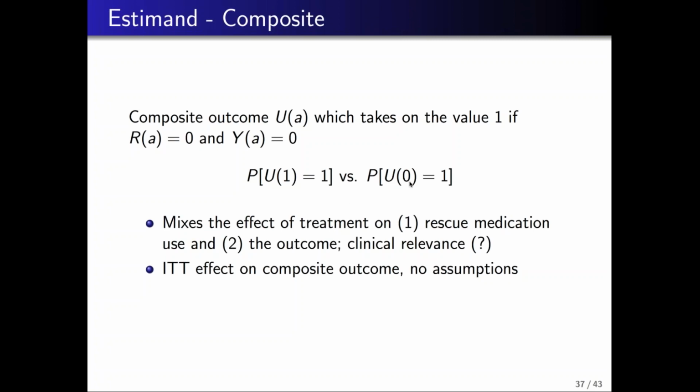You can ask what's the proportion of people who would not use rescue medications and not die under treatment versus under no treatment, and contrast those. A problem with this estimand is that it mixes the effect of treatment on rescue medication use and on the outcome, and one might question its clinical relevance. The nice bit about it is that it's an ITT effect, but on a newly defined outcome, and it doesn't require any additional assumptions.